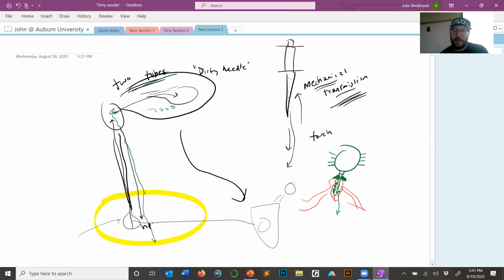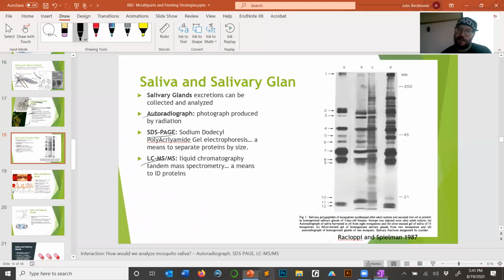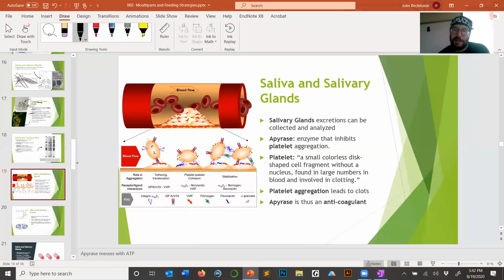And you can run these proteins on SDS-PAGE analysis, and we can identify what you would call the salivary gland proteome, or the saliva proteome, or the saliva-ome, something like that. There are gels from old papers where people have identified the protein constituents of saliva. And some of the things that you find in these salivas are an enzyme called apyrase, okay?